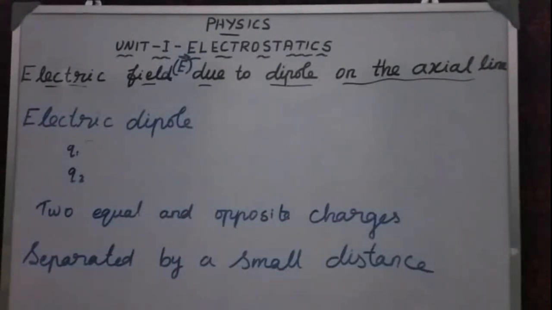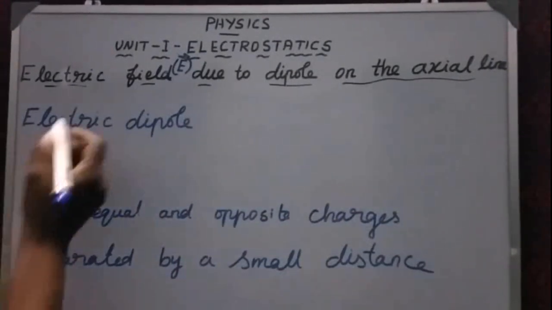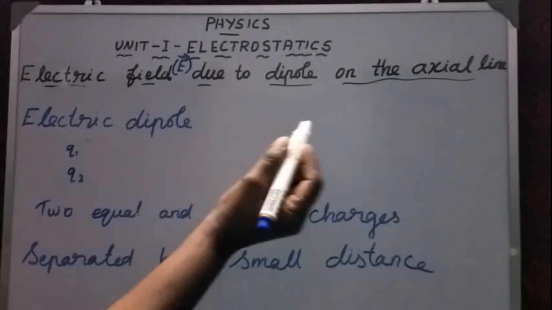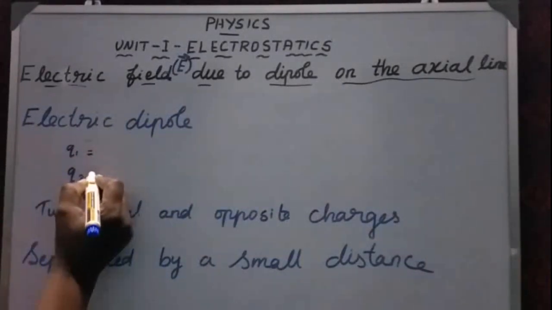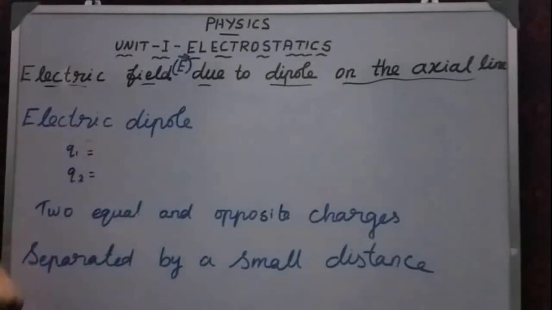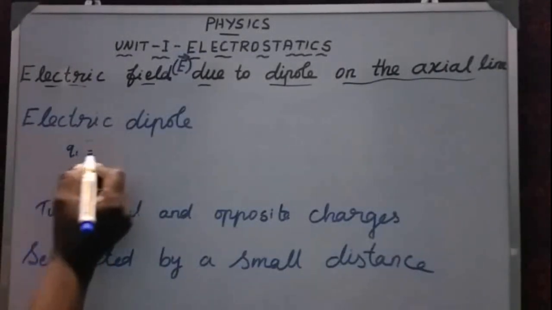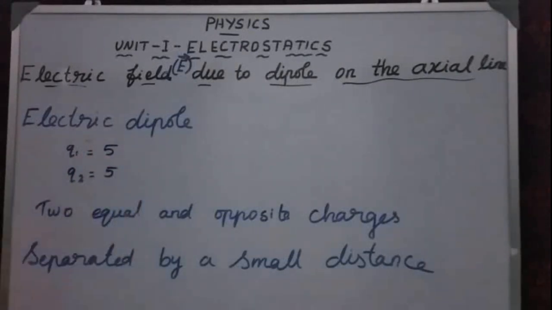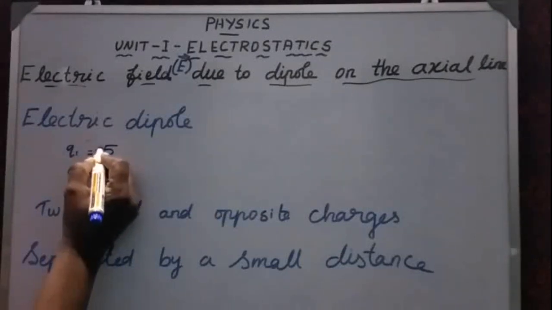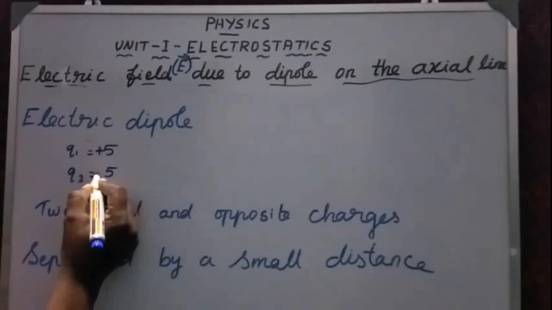In this video, we are going to learn about electric field due to a dipole on the axial line. First, let's see about electric dipole. Here we have two charges, Q1 and Q2, both have equal value. If Q1 is 5, Q2 is also equal to 5, and they are of opposite sign. If Q1 is positive, Q2 is negative.